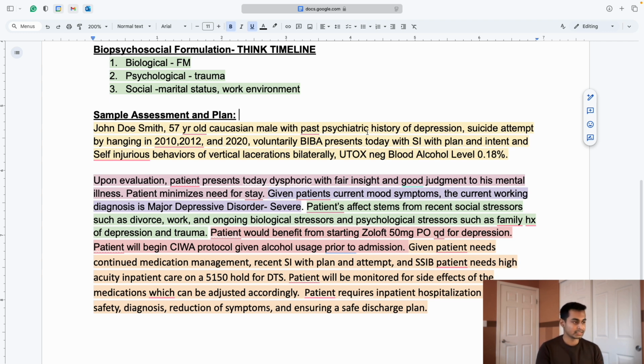This is again a skeleton, but this is a good example of what we want to do with the patient and why. Patient will be monitored for side effects on the medications, which will be adjusted accordingly. Patient requires inpatient hospitalization for further safety, diagnosis, reduction of symptoms, and ensuring a safe discharge plan, which we'll continue to follow up later. So that is kind of the assessment, formulation, and plan.